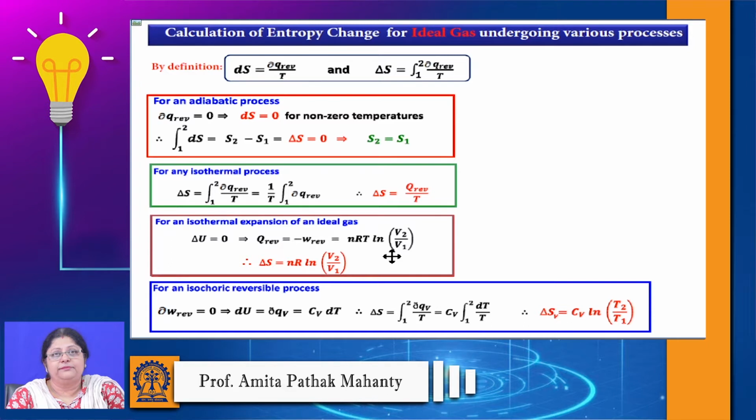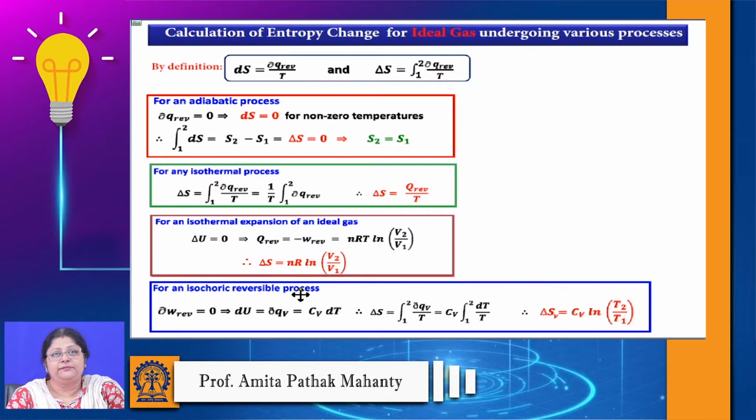And under these reversible conditions, if you remember, the work done for a reversible isothermal process was nRT ln V2 by V1. So if you substitute that, the T in the denominator is going to cancel with this T, and you get an expression of delta S for an isothermal expansion of an ideal gas.